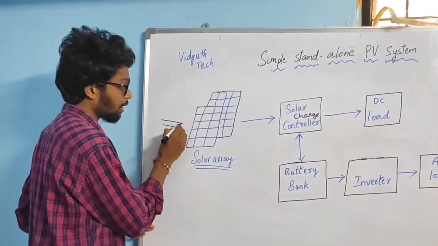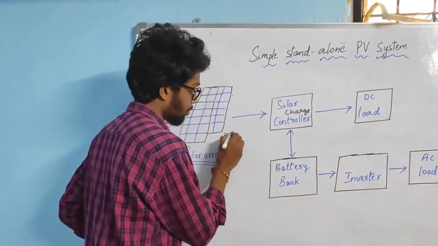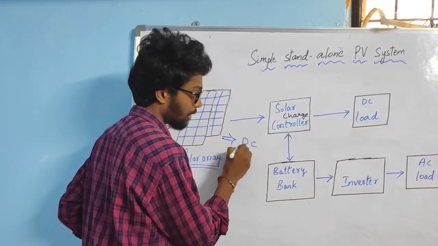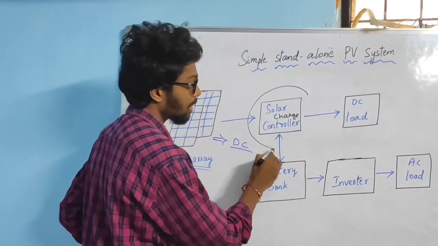Coming to solar array, what it does? Whenever the light energy from the sun hits the solar panels, it is going to generate electricity, which is in the form of DC, that is direct current. Over here you can see solar charge controller.